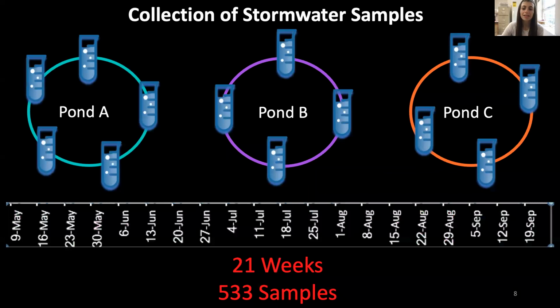All of our samples were taken through the grab sampling method. 3 stormwater ponds were sampled in the city of Calgary, with the number of inlets and outlets ranging from 4 to 5. Each pond was sampled twice a week over 21 weeks, resulting in 533 samples. All of these 3 ponds were investigated. However, due to time constraints, we're going to focus on one today, which is called McCall Lake.